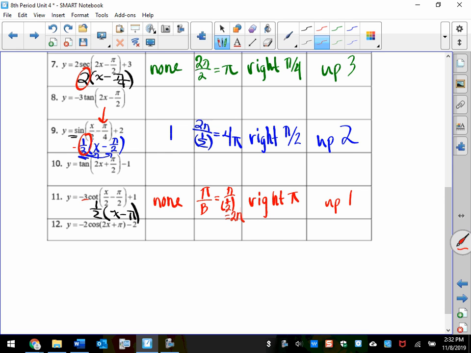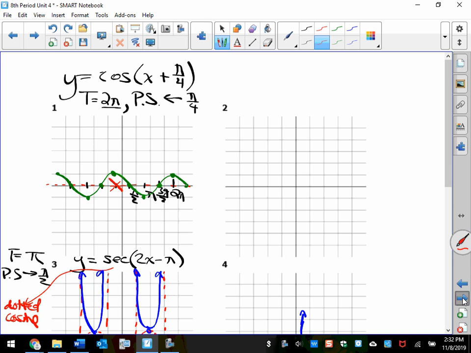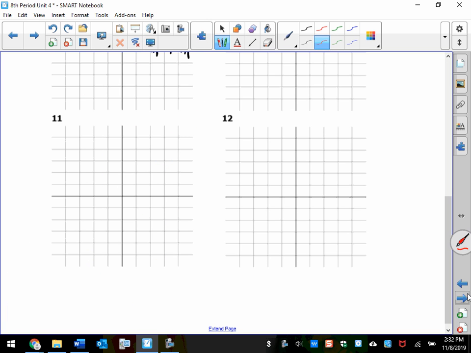Okay, so let's go plot number 11. See if I can remember what the equation was. I think it's -3 cotangent of (x over 2 minus pi over 4), and then plus 1. The period, we calculated to be 2 pi, and the phase shift, we calculated it to be right pi.